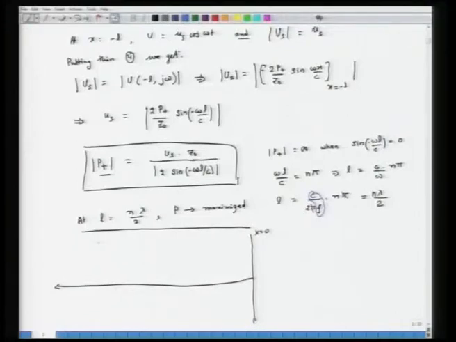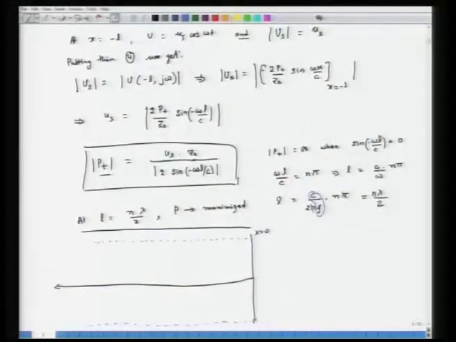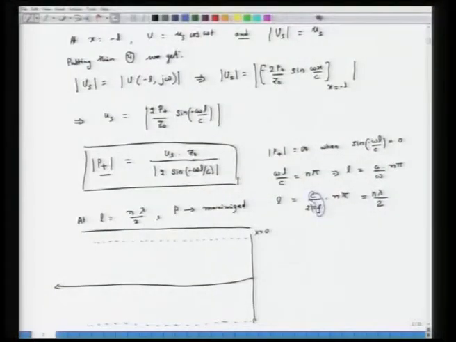So, let us first draw the pressure wave, and we know that at x equals 0 p is maximum, and this will be a standing wave because this is a closed tube, and we had discussed in our last class that in closed tubes with fixed or rigid ends we have standing waves. So, this will be a standing wave for pressure and it will be maximum at x equals 0.